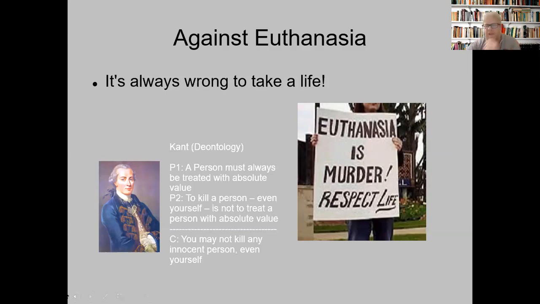And Kant gave this argument. Remember good old Kant? He's a deontologist. He's all about the rules. And Kant says, look, a person must be treated with absolute value. To kill a person, even yourself, is not to treat a person with absolute value. It's to treat a person like a thing. So you can't kill an innocent person, even if that innocent person is you. This argument appeals to some, but it has an obvious flaw.